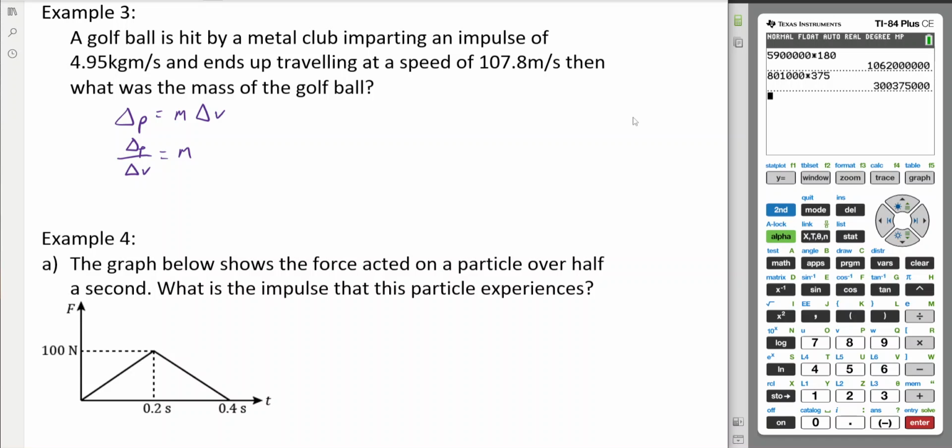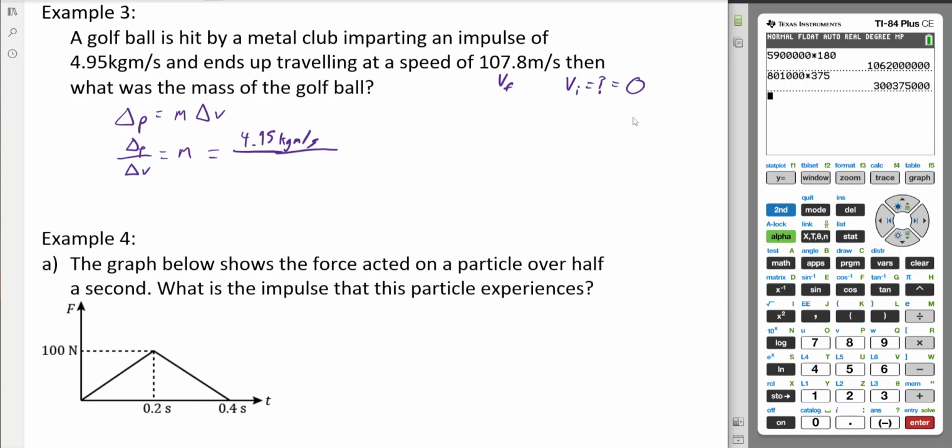Okay, now we can plug it all in. So the impulse was 4.95 kilogram meters per second. And then the delta V, now this is not necessarily super clear, but it's final minus initial. This is the final velocity. What was the initial velocity?